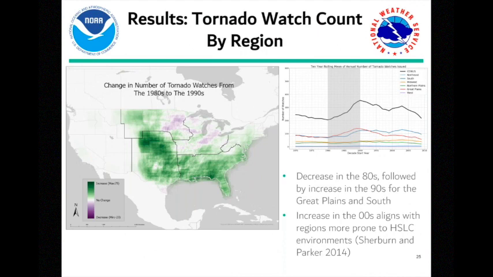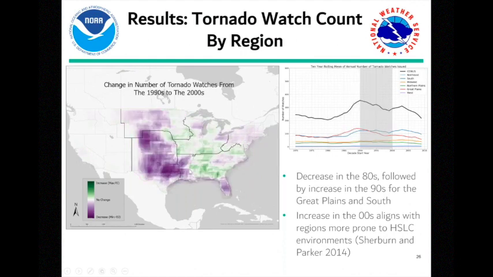Again, this is also mostly in the South and the Great Plains as indicated by these deep green colors. Then from the 90s to the 2000s, the general trend across CONUS was a decrease, but this is really only a product of a major decrease across the Great Plains as indicated by the deep purples. Areas such as the South were actually a bit more steady or even saw an increase as indicated by the greens, and these areas in green are also regions that are more prone to high shear, low CAPE environments.